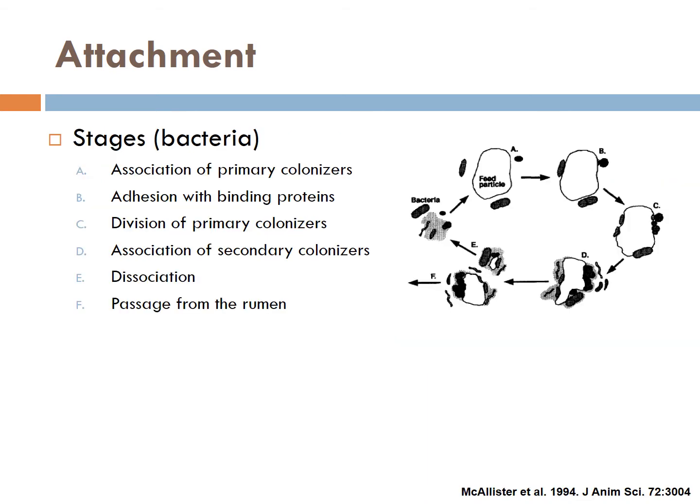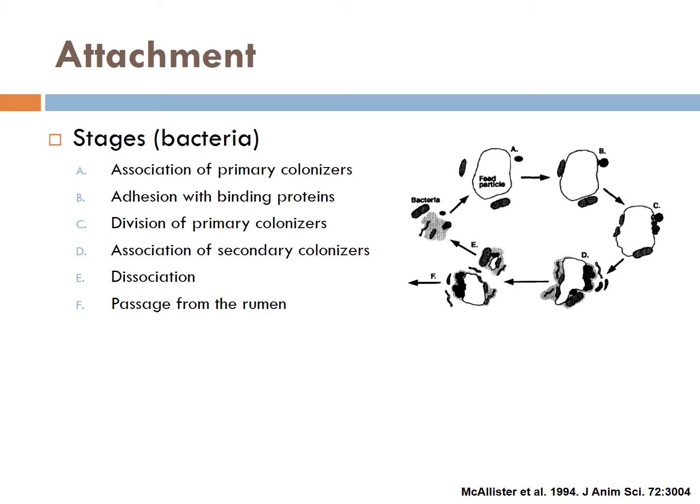There are several stages in attachment to feed particles for bacteria. First, in Part A, we have association of primary colonizers. By definition, these are the bacteria that arrive to the feed particle first. In Step B, we see the primary colonizers adhering to the feed particle with binding proteins. This ensures close and continued attachment to the feed particle. Relatively few primary colonizers will attach to the feed particle. They proliferate and cover the feed particle by dividing, which you see in C.